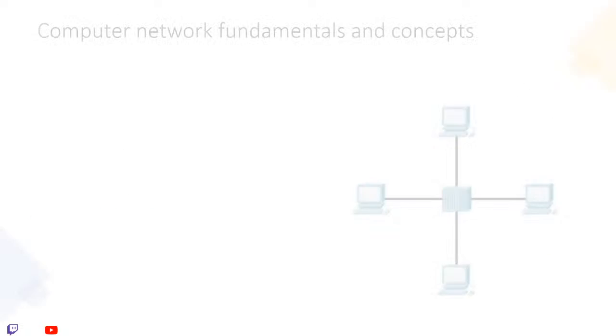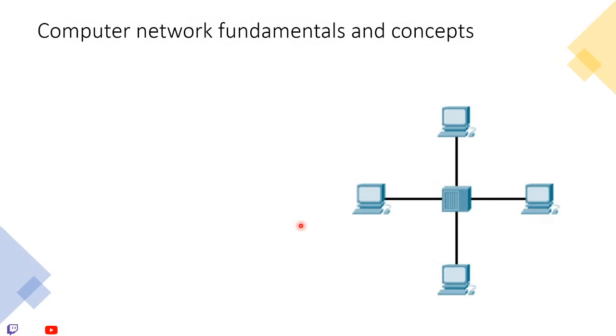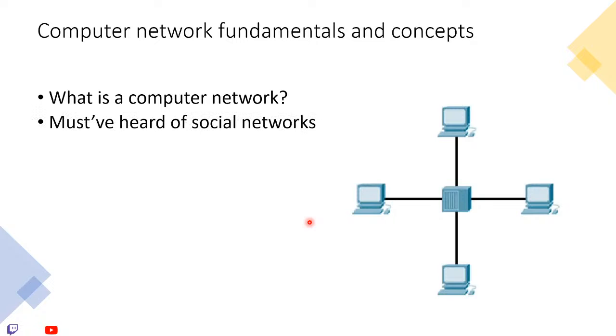Computer network fundamentals and concepts. What is a computer network? Most of us have heard about the social network. Think of the social network: you have a network of people around you, and those people can view or comment on your post, like on Facebook or Instagram. Similarly, a computer network is a network of computers, which are also known as nodes.